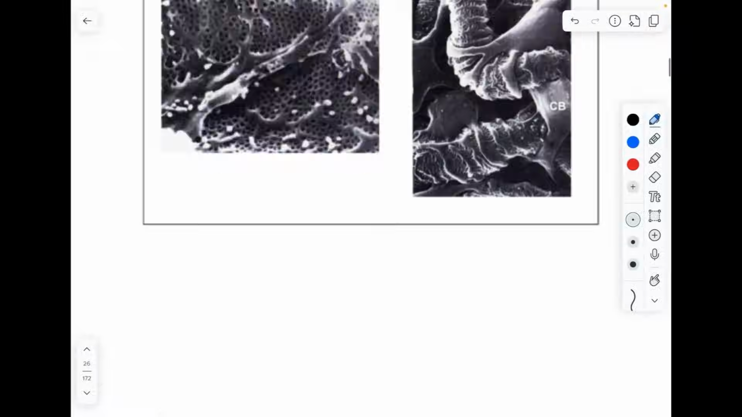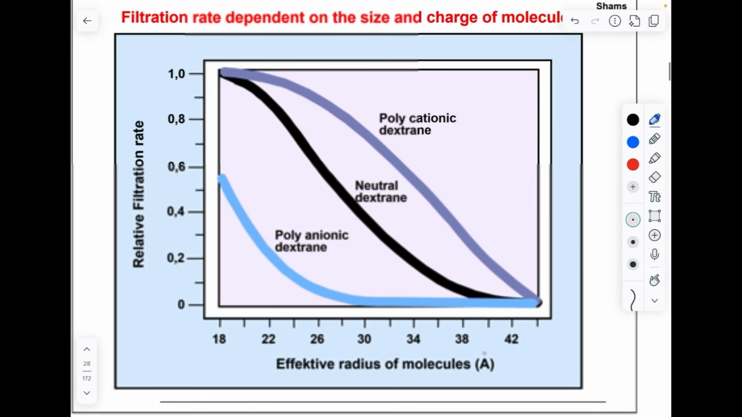Now, same concept, but let's see what happens with negative ions. If the negative ion is coming like this, and it sees it, what does negative and negative do? They repel each other. So it's saying no, it will not be filtered. And this is exactly what you can see here. And remember, we're talking about 18 and 42, in between. If we take 26, for example, as a size that we want to take as an example.